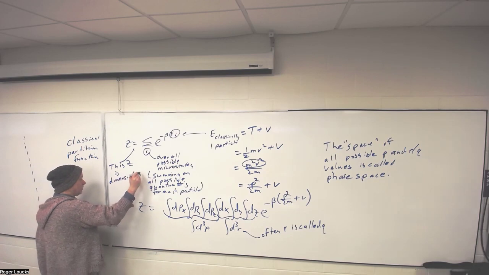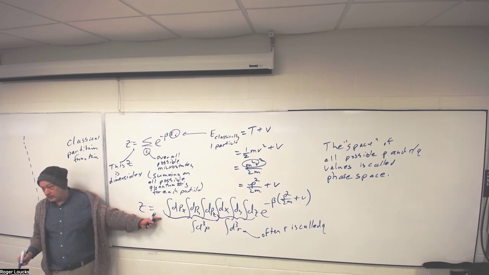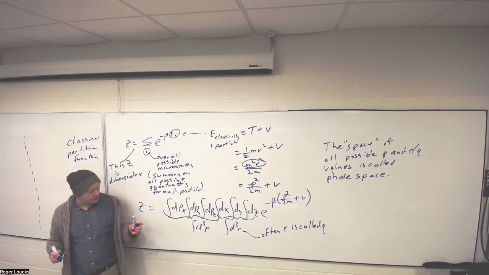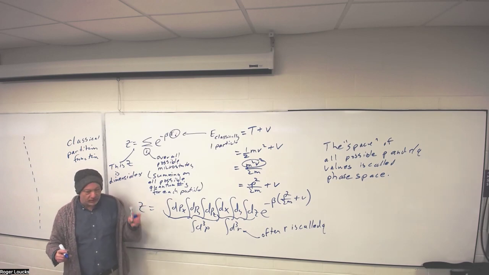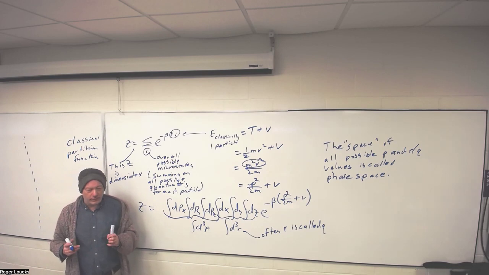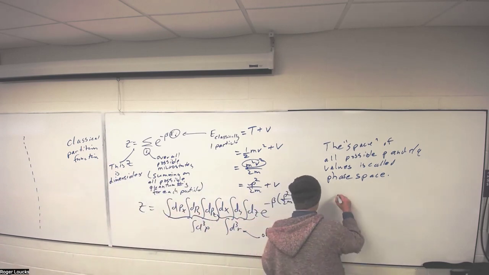The problem with it is that this Z is not dimensionless. And so we need to divide by something that has units of length times the momentum cubed. And so what did we say has units of length times momentum? H. Yeah, so we said Planck's constant.